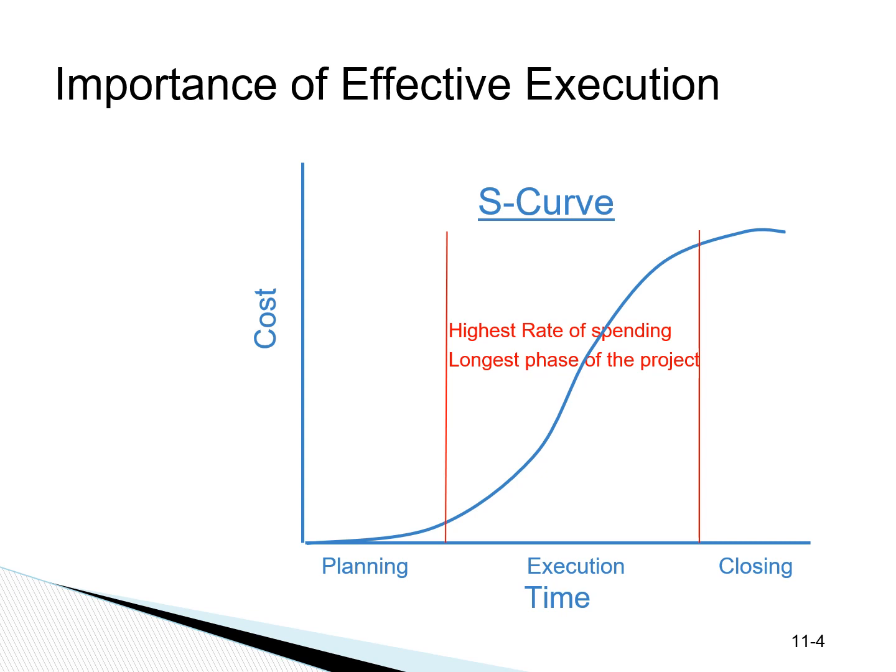To understand the importance of execution, we need to look at the S-curve. The S-curve, which is the shape of the curve, shows the cumulative cost of the project over the project life. As you can see, the amount of money spent during planning or during the closing phase of the project is minimal compared to the cost spent during the execution phase. Depending on the project, that cost can range anywhere from 70 to 90% of the overall project budget that is spent during execution.